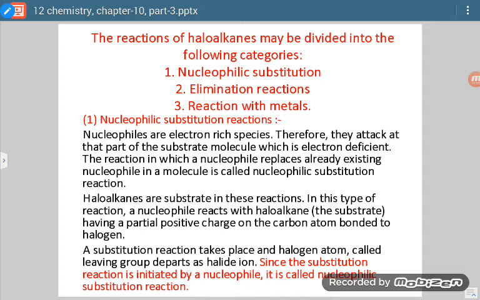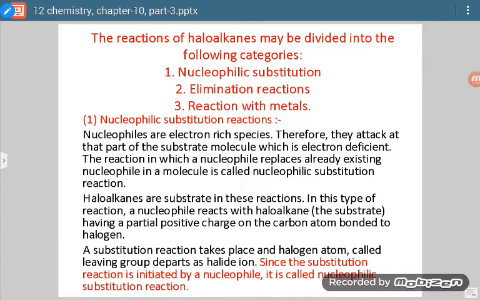Okay, so first of all, what do we mean by nucleophilic substitution reactions? So nucleophiles are electron rich species. Okay, see, the word nucleophile is made up of two words, nucleus and philios. Nucleus means positively charged, philios means loving. So those species which are attracted towards positively charged species are known as nucleophiles.